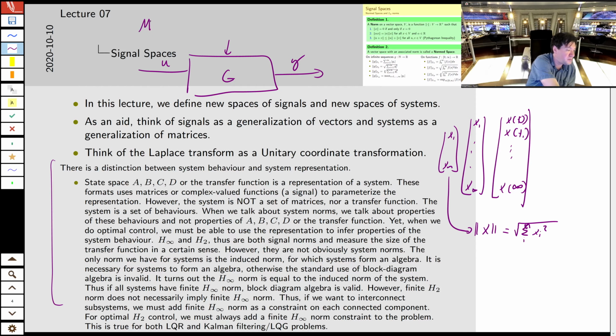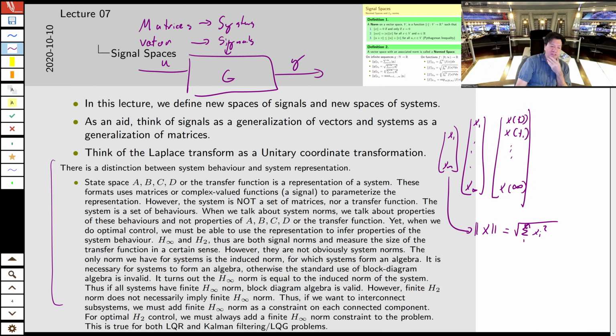So really the purpose of this lecture is to define those generalizations, to take all those properties we have for matrices and extend them to systems. Take all those properties we had for vectors and extend them to signals, right? So matrix properties go to systems, and the vector properties go to signals. Okay, so that's the big picture.